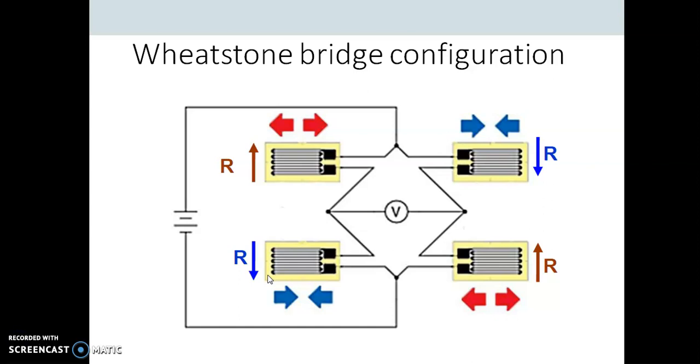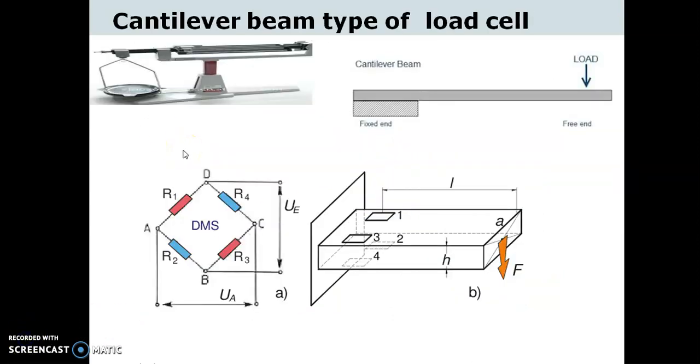Now, when no load is applied, the Wheatstone bridge circuit is in balanced condition. At that time the output voltage will be 0. And when the load is applied to the load cell, the balance condition gets disturbed, and in response to the applied load, the differential output voltage proportional to the weight on the load cell is available at the output of this Wheatstone bridge circuit. Now the second type of the load cell, that is cantilever beam type.